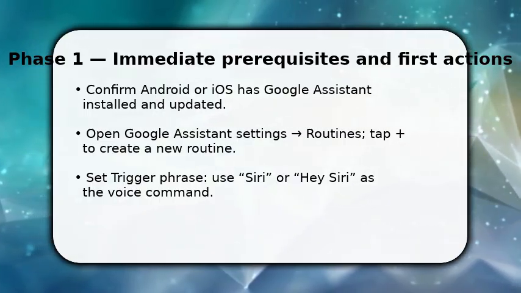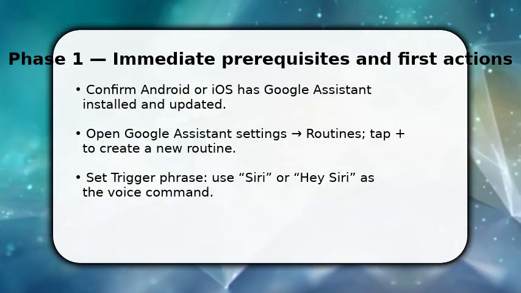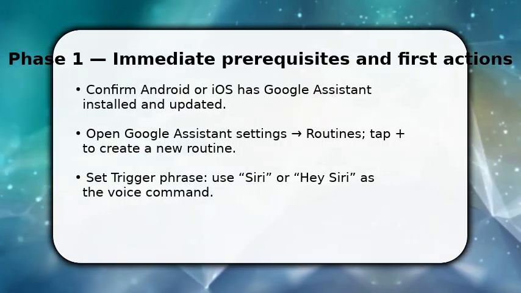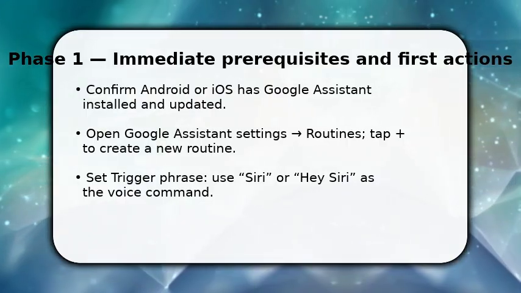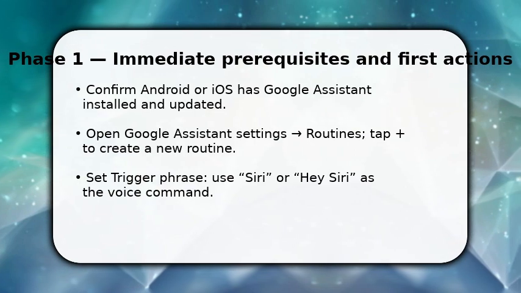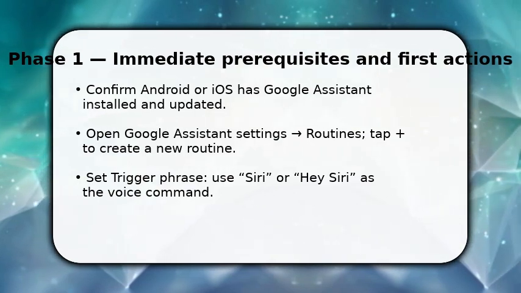For the trigger, type the phrase you want, such as Siri or Hey Siri. This tells Assistant to listen for that exact phrase. Once done, choose a simple starter action so the routine saves successfully and can be tested immediately.